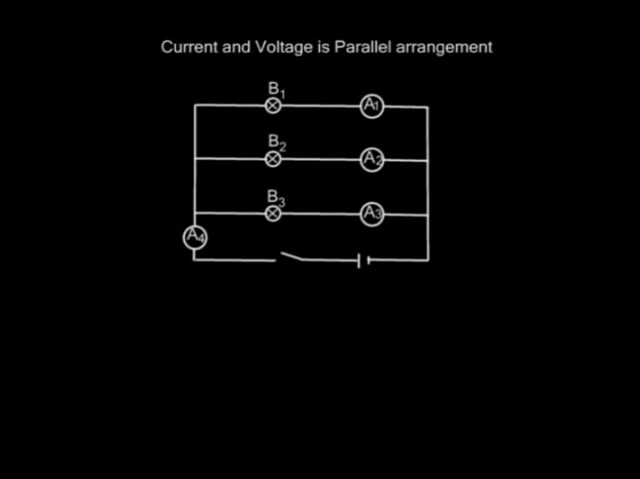Current and voltage in parallel connections. Now these bulbs are connected in parallel to each other, and an ammeter is used to record the current flow through each of the bulbs. When the circuit is complete, it is noted that the ammeters record different readings. However, it should be observed that A1 plus A2 plus A3 will be equal to A4.